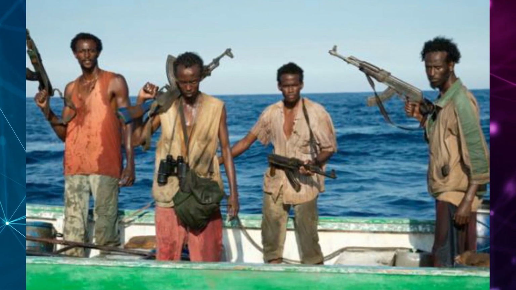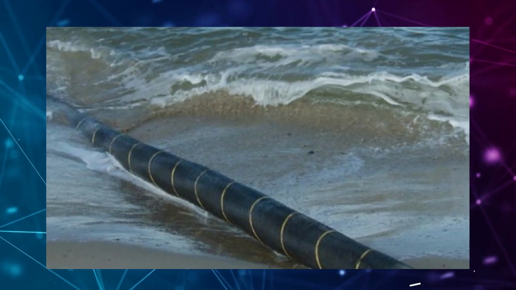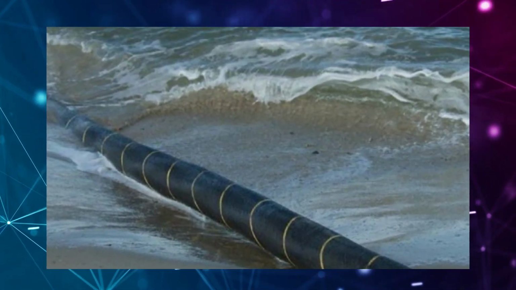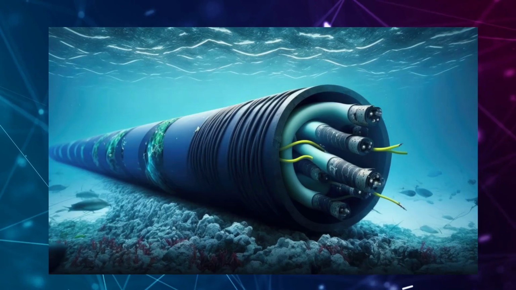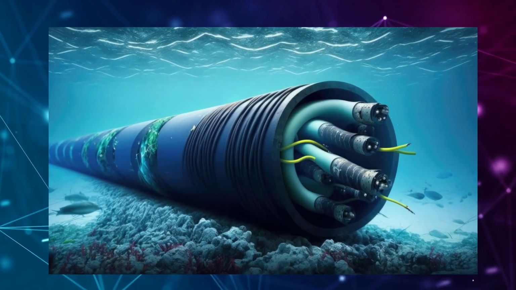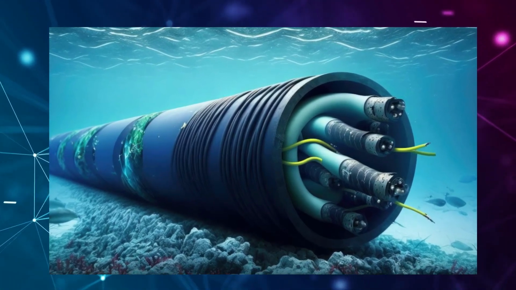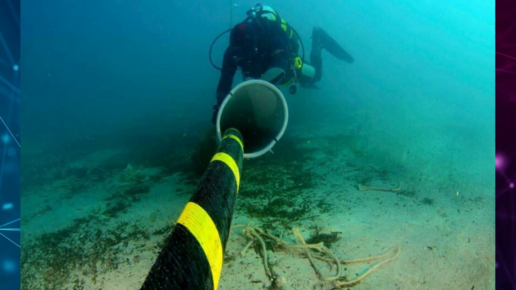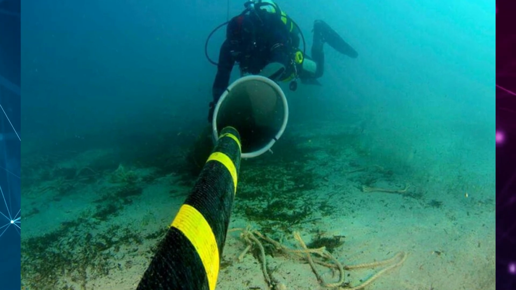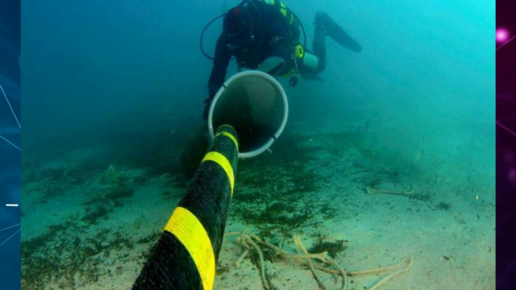Because these cables are so important to international communication, they are also a potential target for sabotage or espionage. To prevent unauthorized access or damage, these cables are heavily protected. They are often buried under the ocean floor, and their exact locations are kept confidential. The landing stations are also heavily secured and monitored to prevent any unauthorized access.